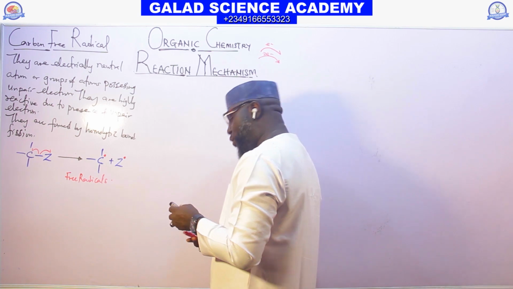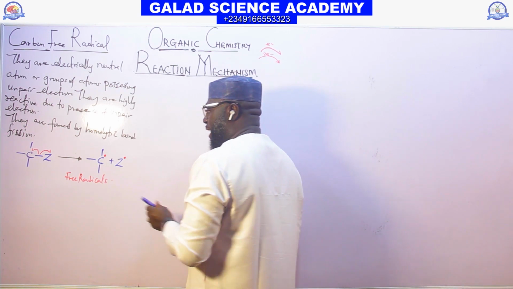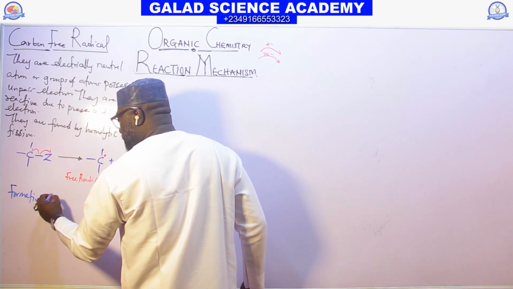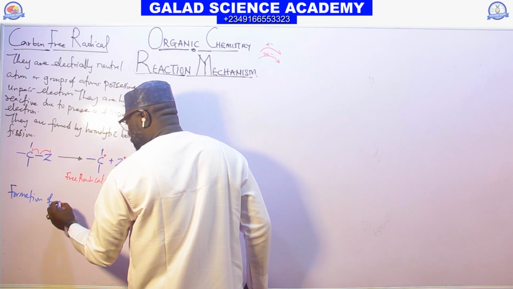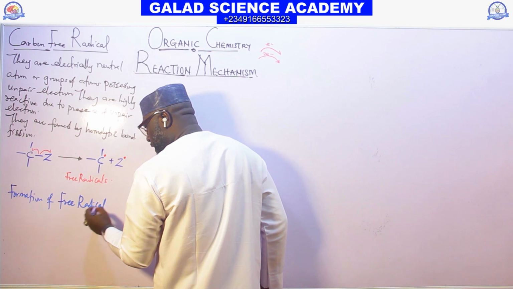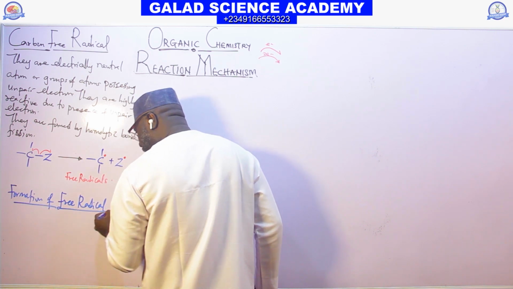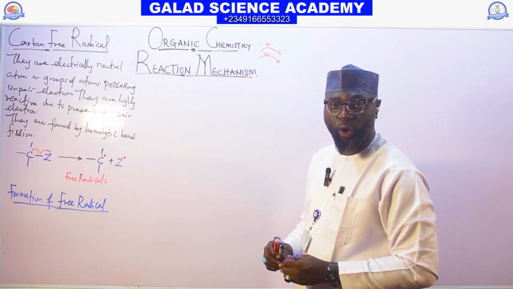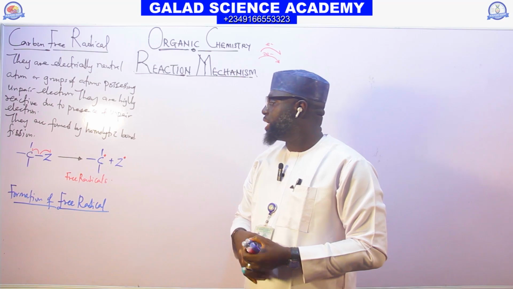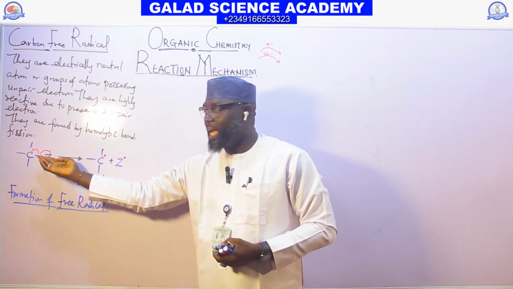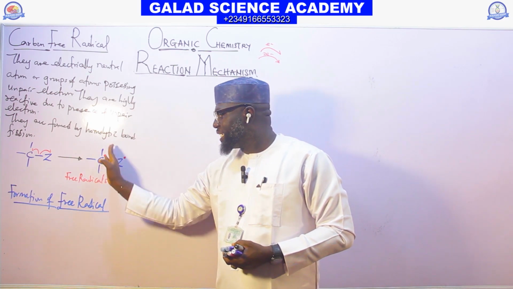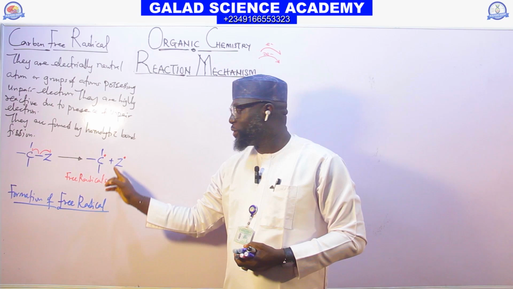Then the next thing is, let's treat formation of free radical. So the free radicals, as you all know, they are products of homolytic fission. So what is homolytic fission? The bond electrons will be shared by the two atoms. And the free radical, I said what? They are neutral atoms. They don't have positive or negative, they have dots.